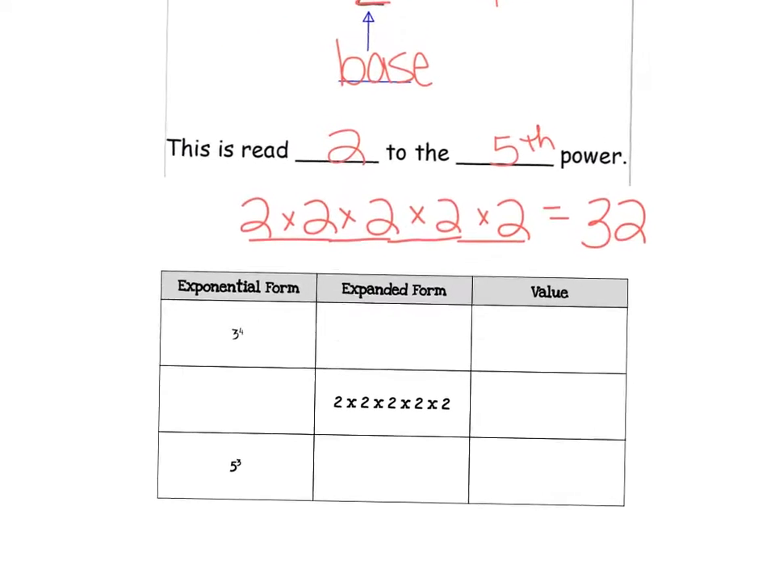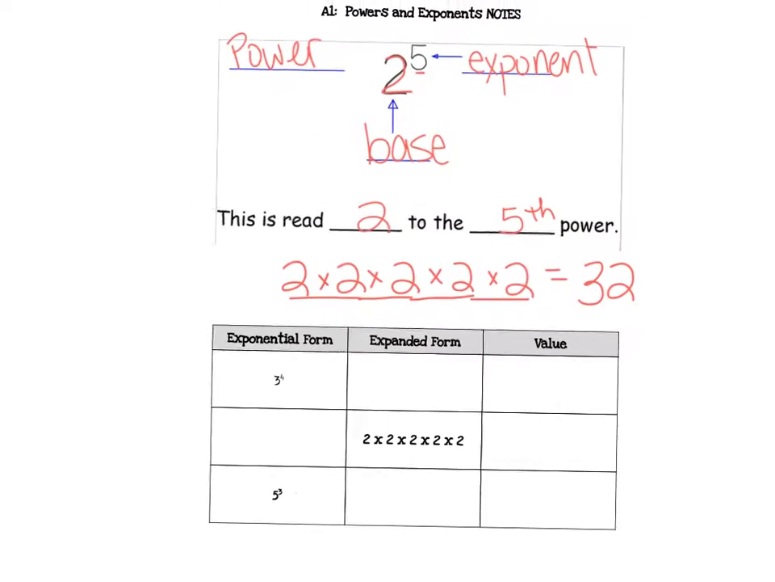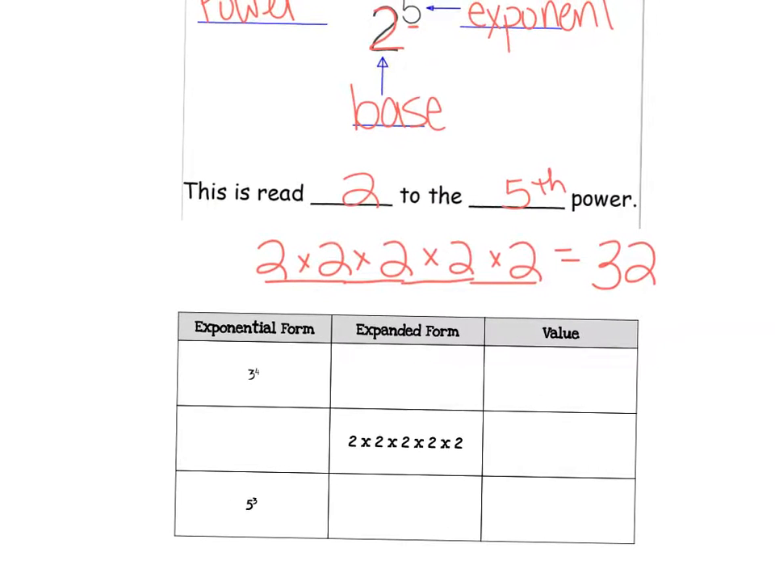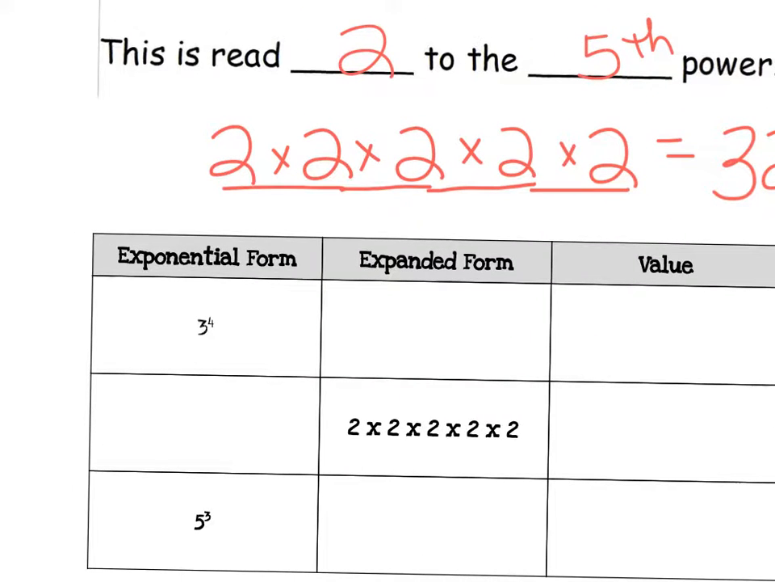All right, let's fill in the table down here below. So in the first column, we have exponential form, meaning the numbers written with the base and the exponent. In the middle, we write the expanded form, so that means the long version.